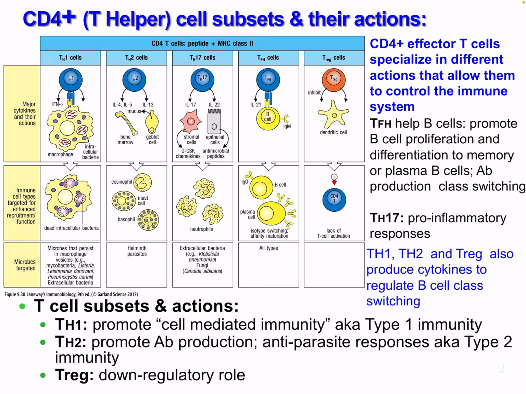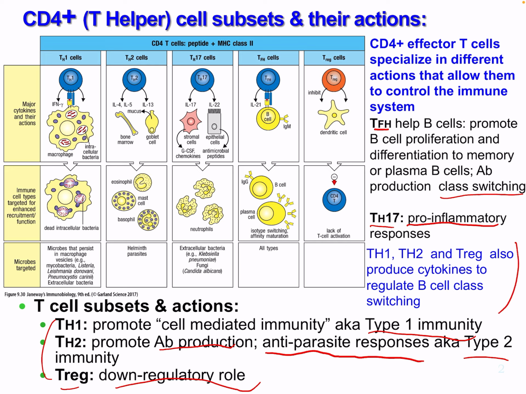So CD4 positive effector T cells specialize in different actions that allow them to control the immune system. As a refresher, we have our TFH cells, which help B cells promote B cell proliferation and differentiation into memory or plasma B cells, and also help with class switching. Th17, which are pro-inflammatory. And then here we have our Th2, which promote antibody production and are involved in antiparasitic responses, or the type 2 immunity. And we have our Th1 cells, which we just talked about, which have our type 1 immunity. And then we have our T regulatory cells, which have a down-regulatory role. And as we've mentioned several times, Th1, Th2, and Treg cells also produce cytokines that regulate B cell class switching.